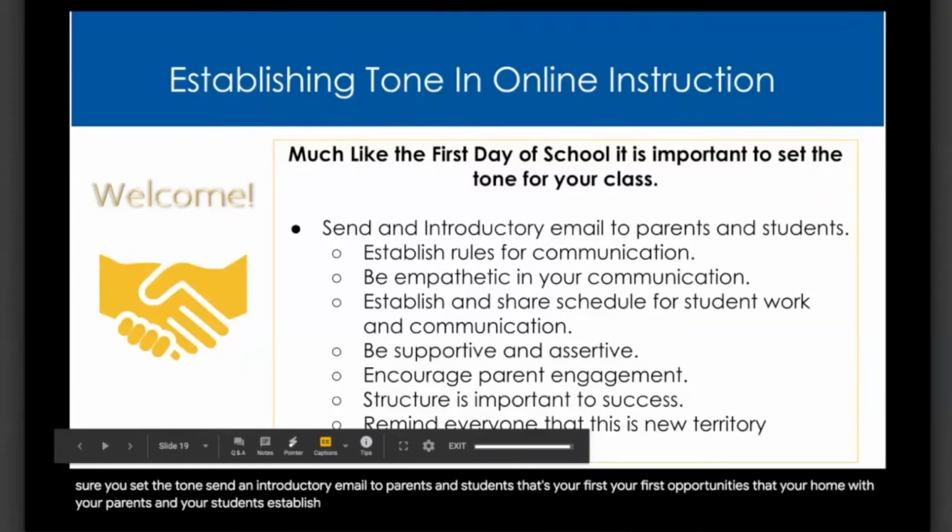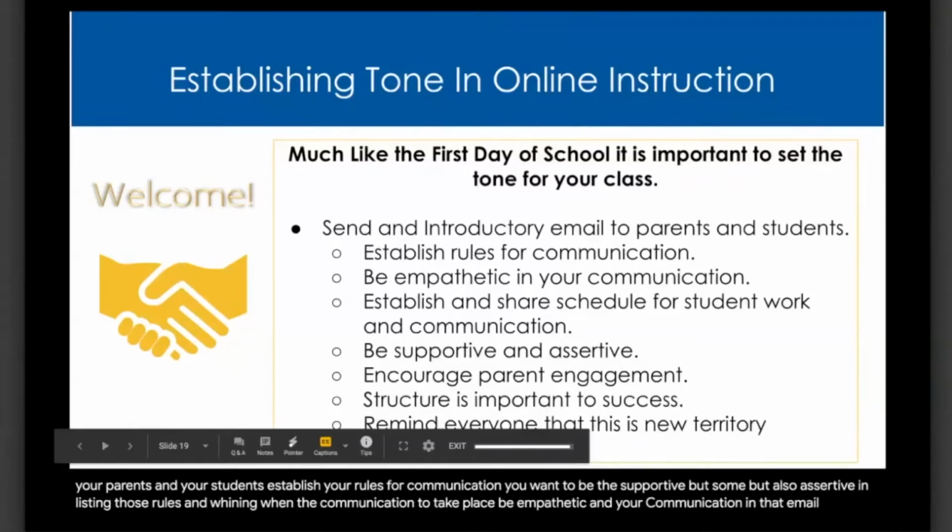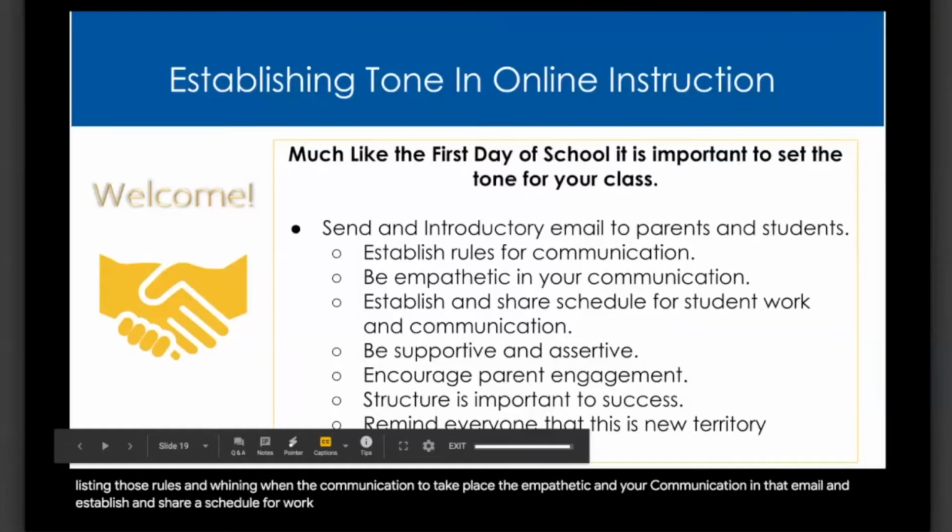Establish your rules for communication. You want to be also assertive in listing those rules and defining when the communication should take place. Be empathetic in your communication in that email. Include a schedule for work and for communication. If you don't establish that schedule, you're going to get emails and people are going to reach out to you at all times of the day, all times of the night. You want to make sure you establish that.